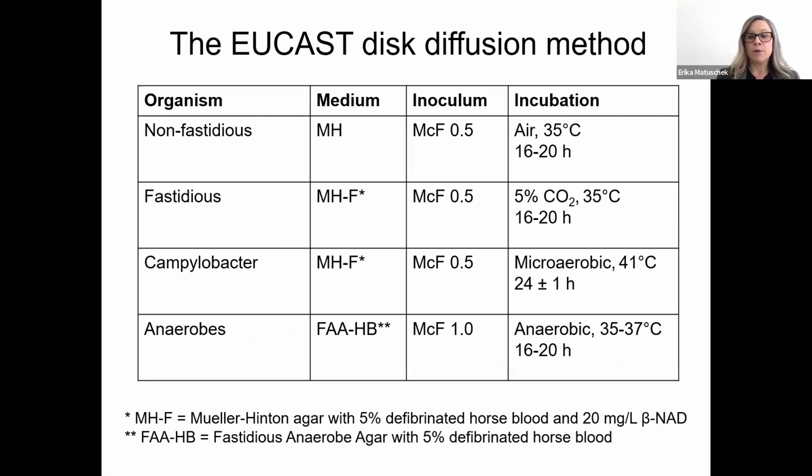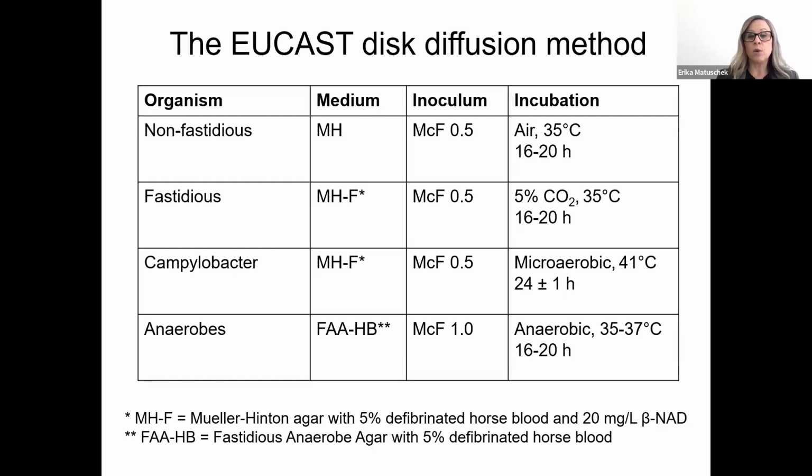Here is a summary table of the medium, inoculum, and incubation recommendations for different organisms. Non-fastidious organisms are tested on unsupplemented Mueller-Hinton agar, here abbreviated MH, with an inoculum of McFarland 0.5, and the plates are incubated in air at 35 degrees for 16 to 20 hours.